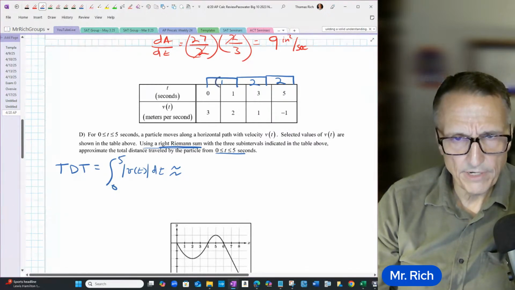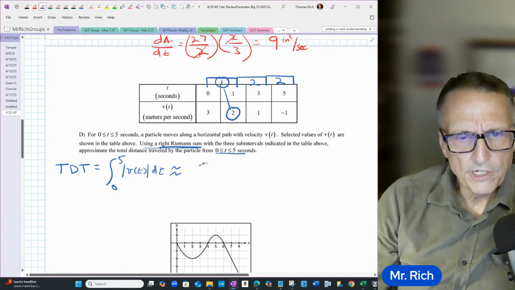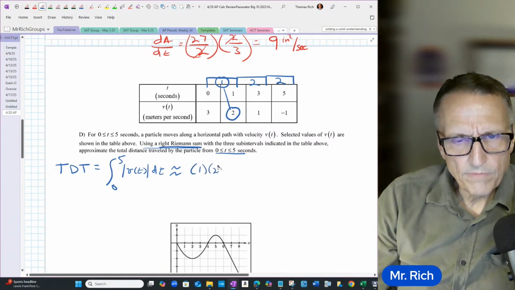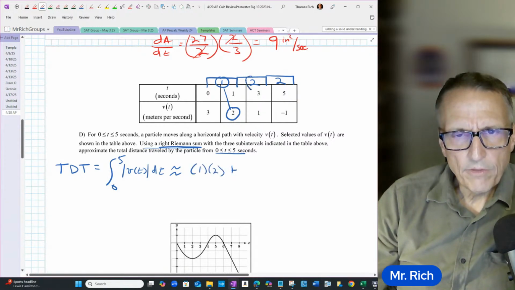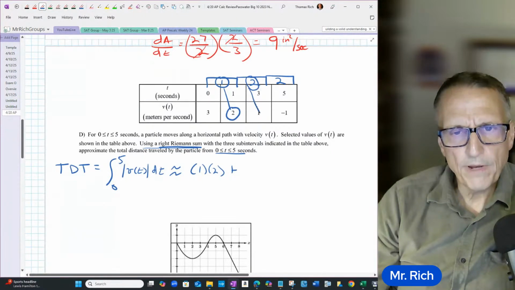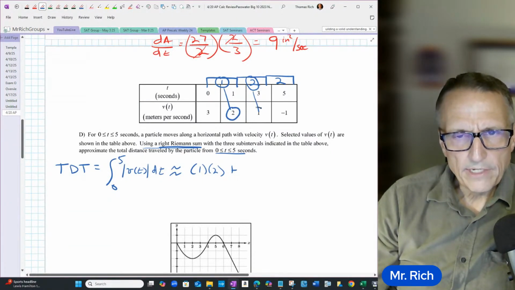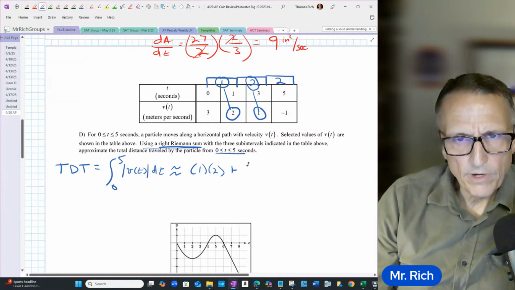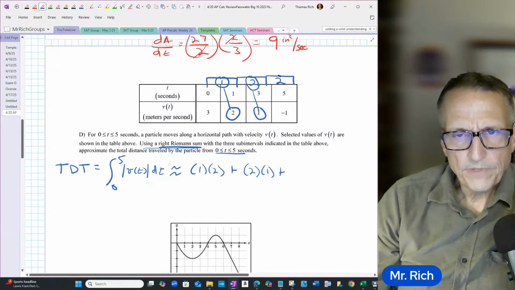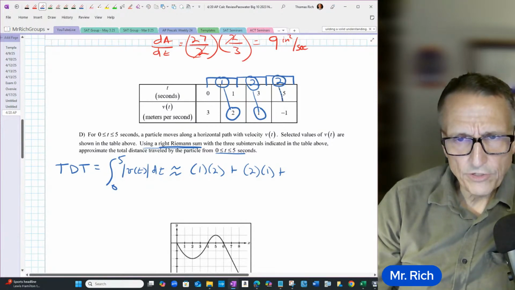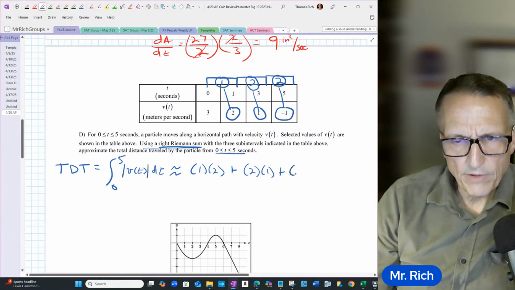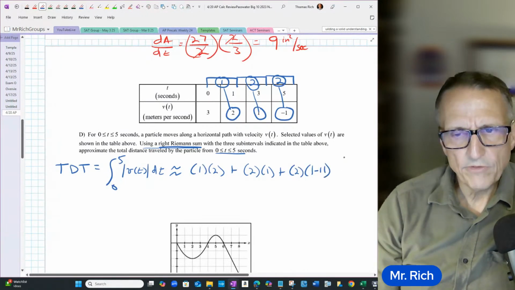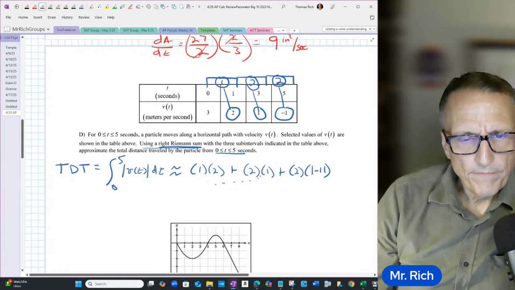And so I'm going to take 1 times the height of the right edge. So this is going to be 1 times 2. Then I'm going to take the width of the second rectangle and multiply that by the right edge height of 1. So that's going to be 2 times 1. And then here, I'm taking 2 times the absolute value of 1. So I'm going to show the grader I am taking the absolute value of that negative 1.